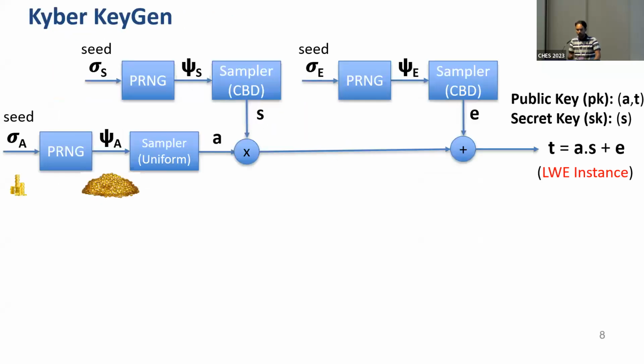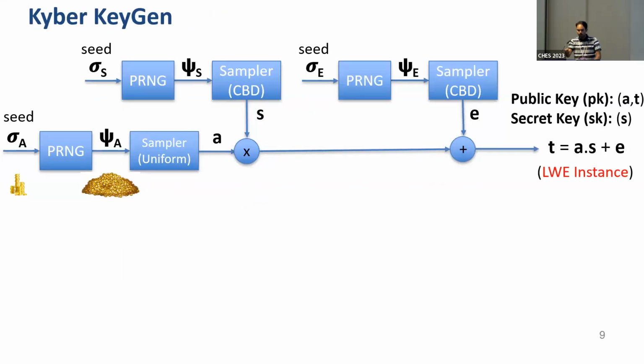So let's look at how the key generation procedure in Kyber works. You essentially want to sample three components. You have A, which is sampled from a large uniform distribution. You want to sample S and E, where S is the secret and E is the error. Both S and E are sampled from a very narrow centered binomial distribution. You then compute the product A times S and add E, and A and T form your public key, while S is your secret key.